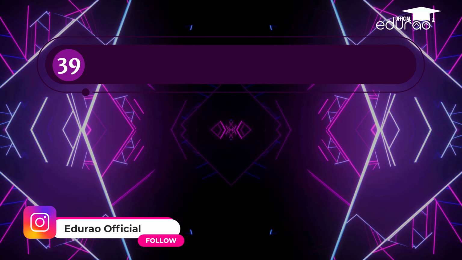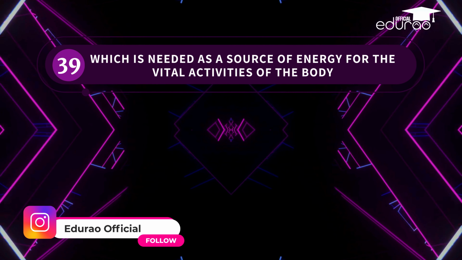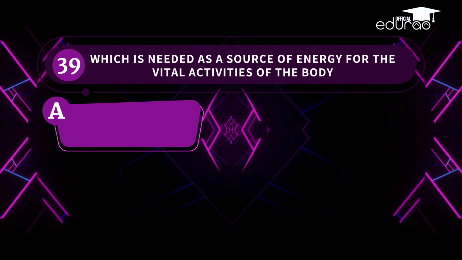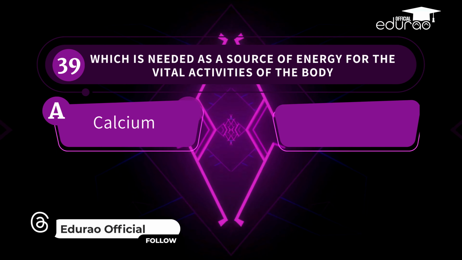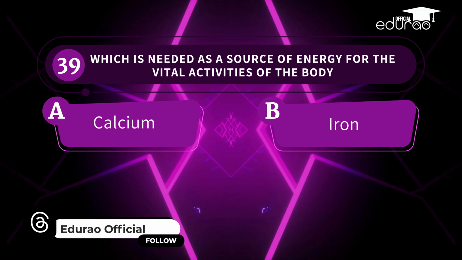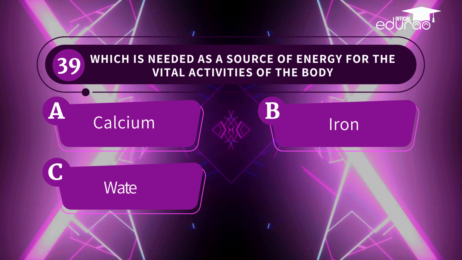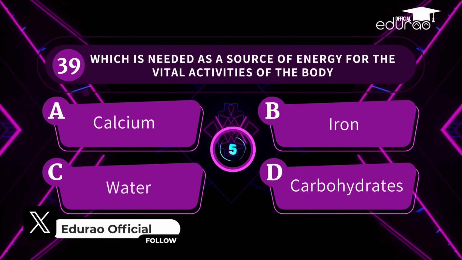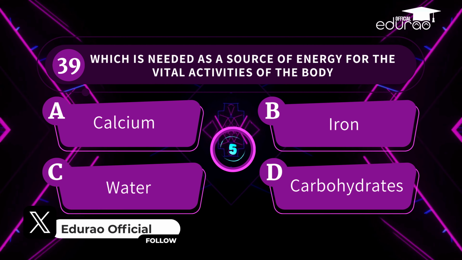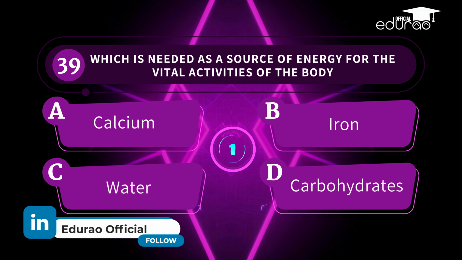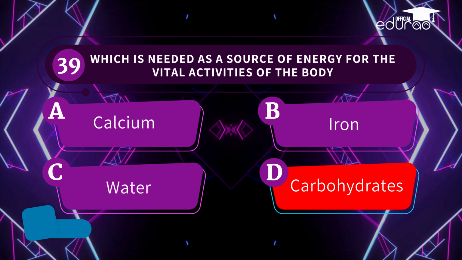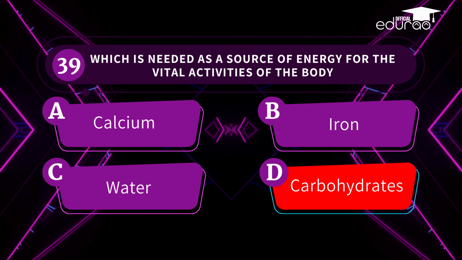Question 39. Which is needed as a source of energy for the vital activities of the body? A. Calcium. B. Iron. C. Water. D. Carbohydrates. You've got the right take on this. The correct answer is carbohydrates.